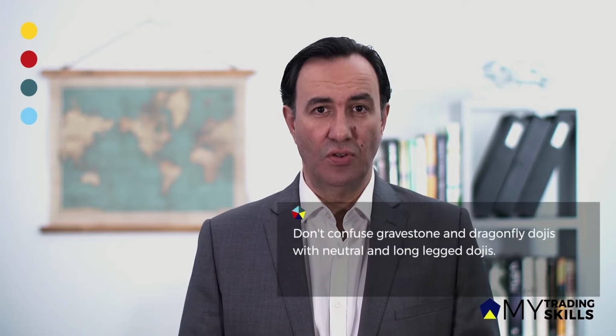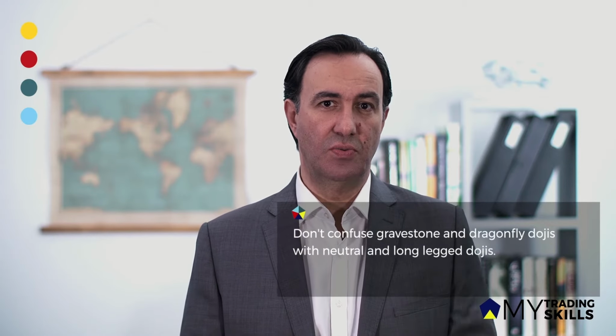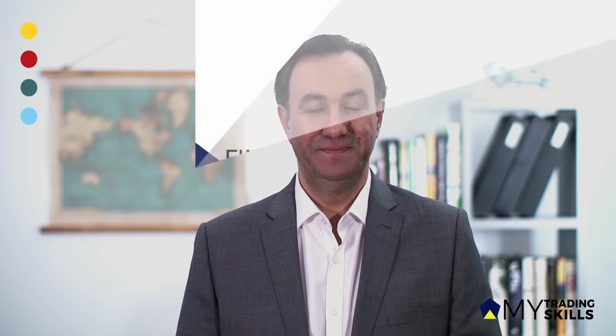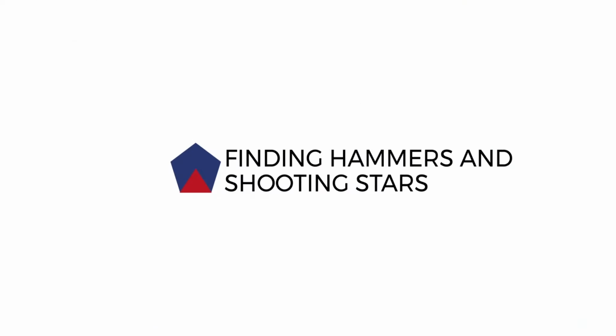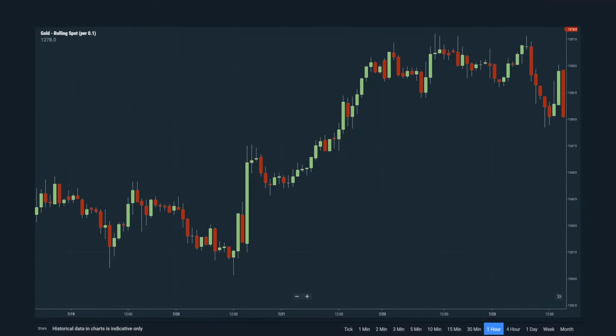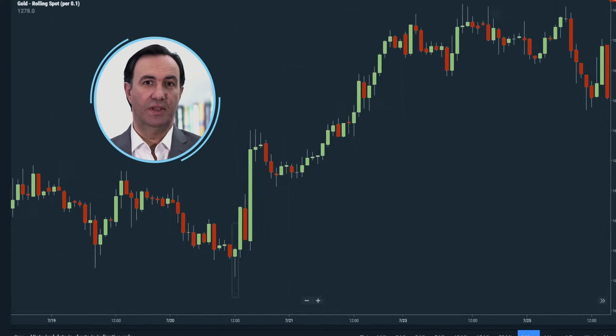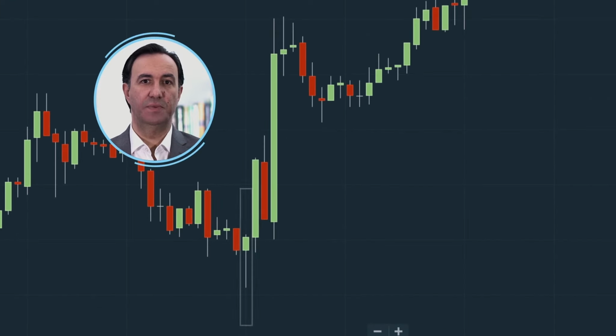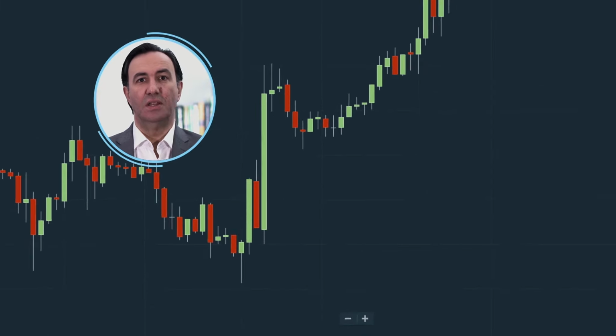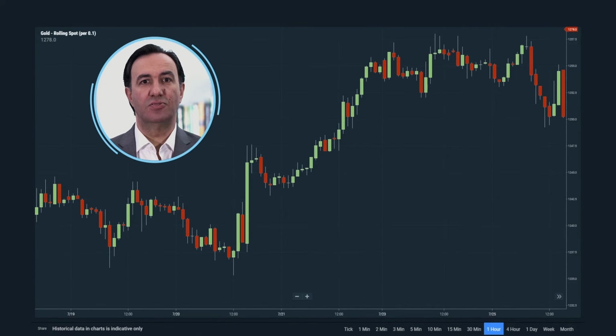Dragonfly and gravestone dojis can also be used when identifying hammers and shooting star formations on a chart, which we are going to move on to now. Let's find a hammer first. This is an hourly chart of gold. We can see a classic hammer develops in a downtrend. The bulls have pushed back and the trend reversed.